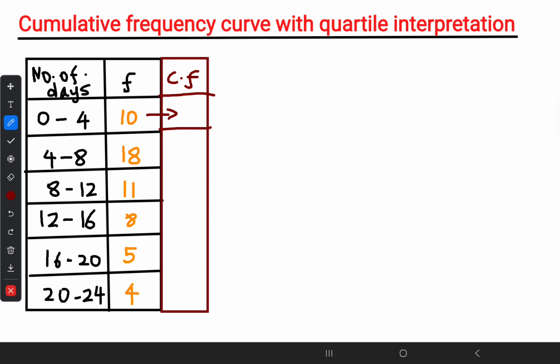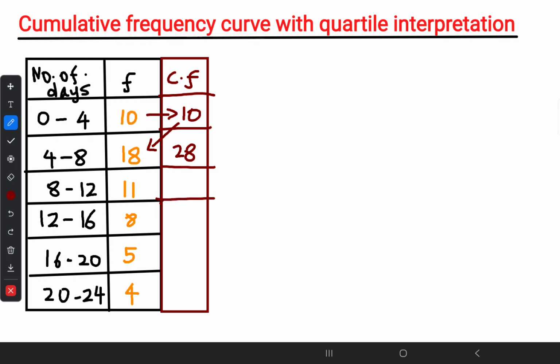Directly for the first frequency, nothing before the 0 to 4 interval. So you can directly write that one. To find the next cumulative frequency, with the existing cumulative frequency, you should add the next interval frequency to produce cumulative frequency. Existing frequency is 10. With that, you should add the new frequency inclusion. So 10 plus 18, it would be 28.